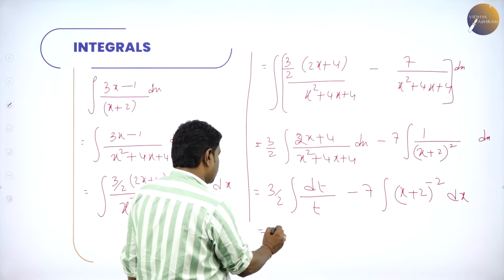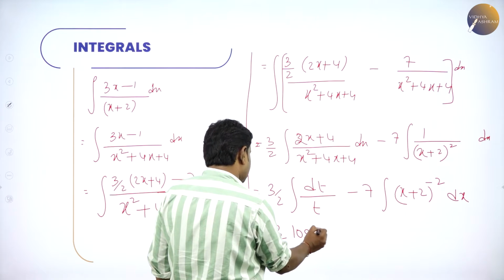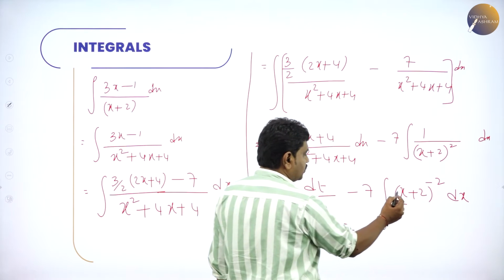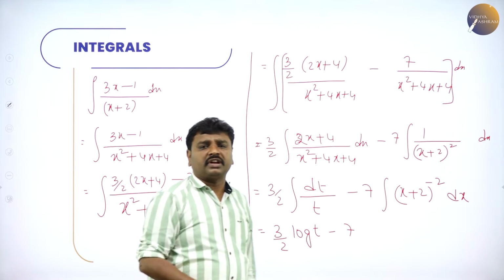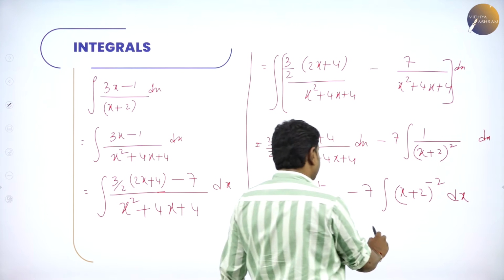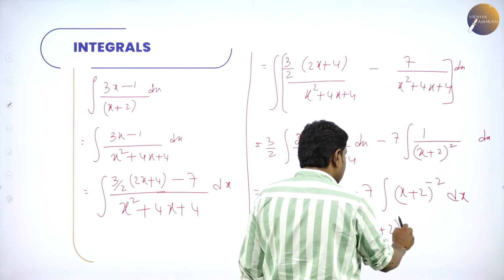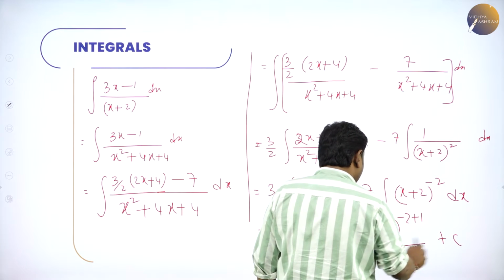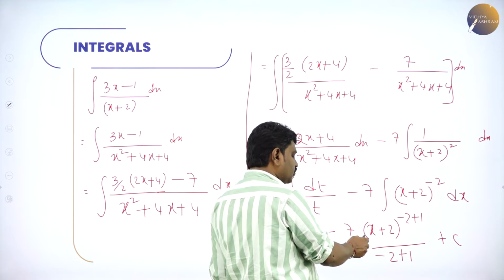Now this is 3 by 2 log t, since f dash x by f of x is log of denominator, minus 7. So x power n, what is integration of x power n? X power n plus 1 by n plus 1. Similarly, this will become x plus 2 power minus 2 plus 1 divided by minus 2 plus 1 plus c. And coefficient of x comes as denominator, coefficient of x is 1, so leave it.